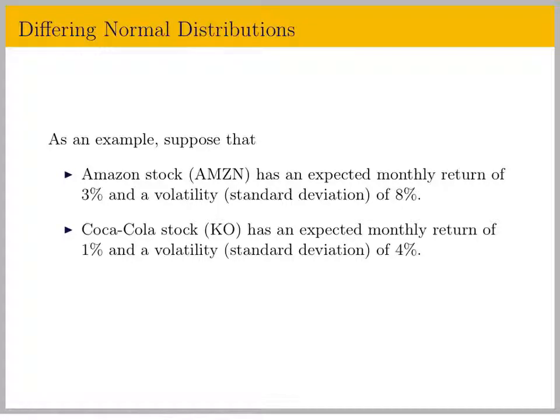And then let's assume that Coca-Cola is also normally distributed with a mean return of 1% per month and a volatility of 4% per month. So first of all, what do you note? Amazon has a higher expected return, but also a higher volatility. So what do their probability distributions look like if we assume that they're both normal?